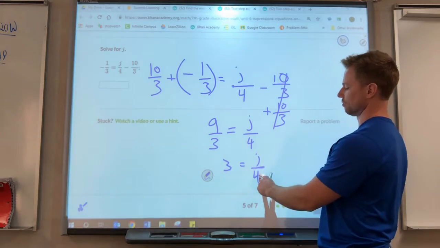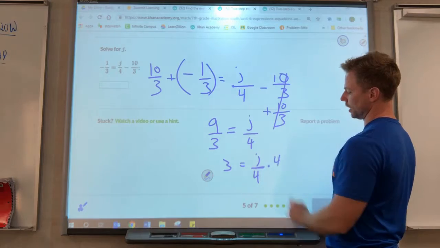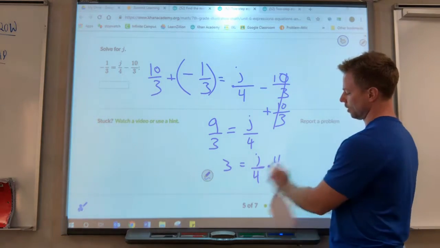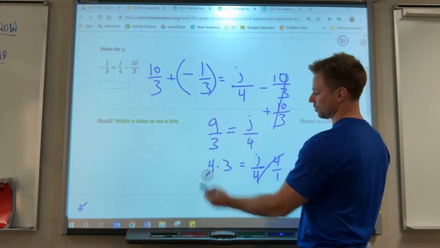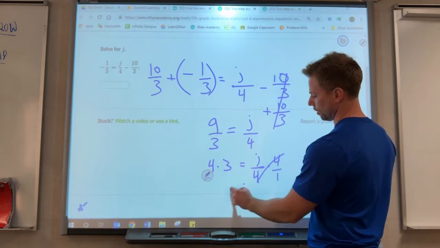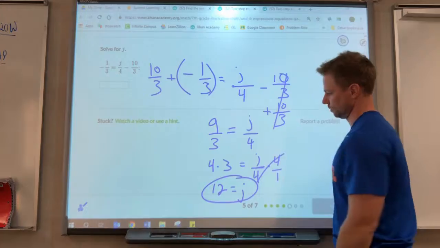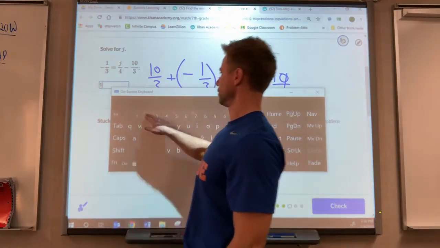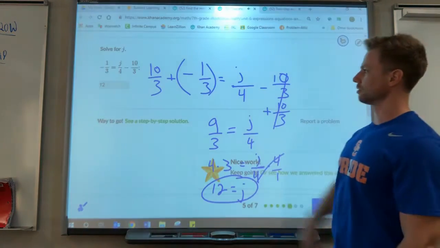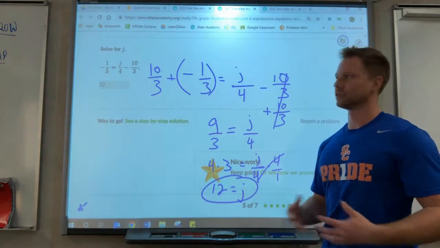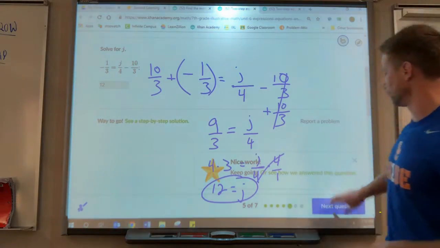Now we have to get rid of this 4 here. This is division. The opposite of division is multiplication. So we multiply by 4, or by 4 over 1. Those cancel. What you do to one side, you do to the other side. So we multiply by 4, and we get j equals 12. All right, so it looks a little bit different when we have fractions, but it's really the same process. What you do to one side, you do to the other side, using your rules for multiplication and division.